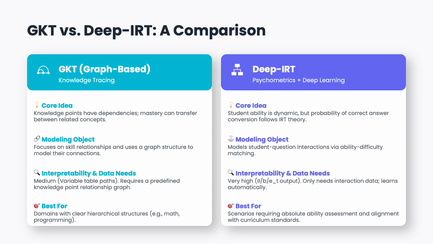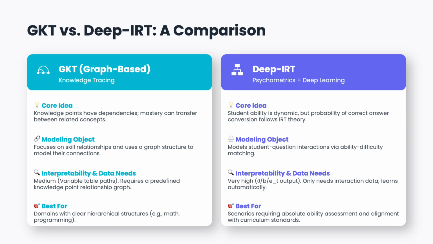They're both powerful, but they serve different purposes. GKT is like a city planner. It excels at showing the big picture, how different skills are connected, and how learning flows through this network. It's perfect for understanding the structure of a subject and identifying prerequisite skills. Deep IRT, on the other hand, is like a precision scale. It's not as concerned with the map of skills, but it's incredibly good at giving you a precise, up-to-the-minute measurement of a student's current ability level and the actual difficulty of a question.